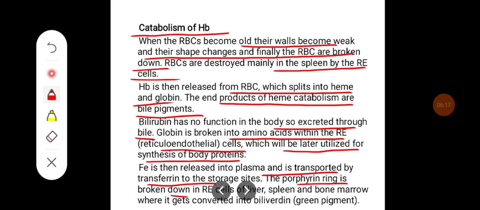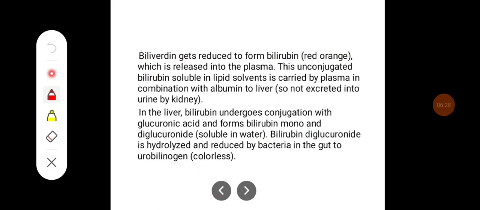The porphyrin ring is broken down in reticuloendothelial cells of the liver, spleen, and bone marrow, where it gets converted into biliverdin, that is a green pigment. Biliverdin gets reduced to form bilirubin, which is red orange in color, which is then released into the plasma.